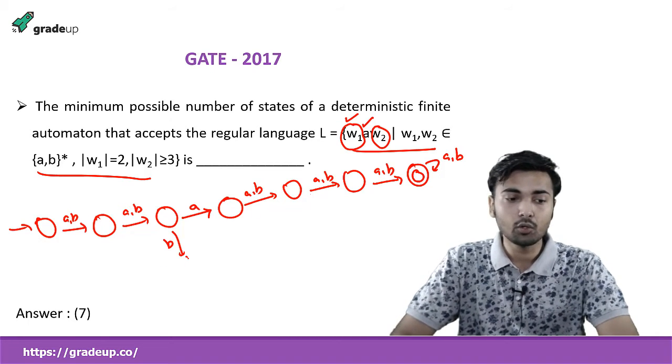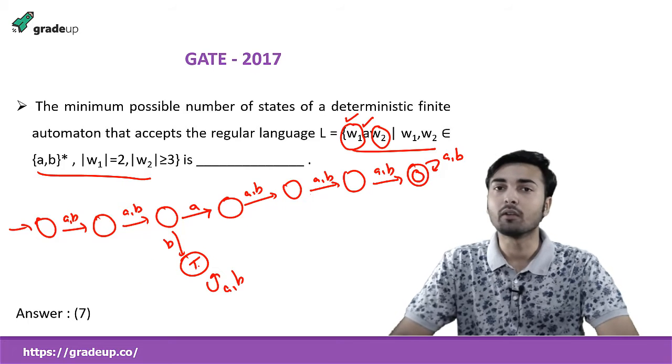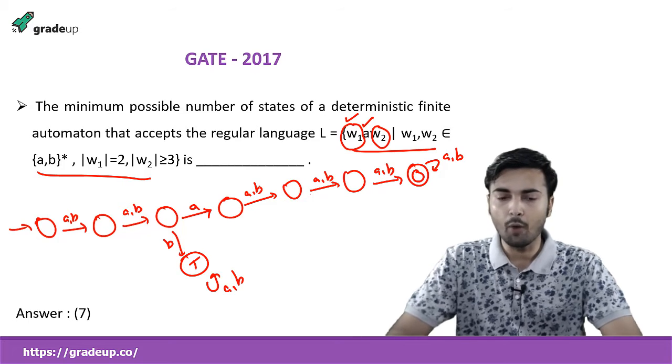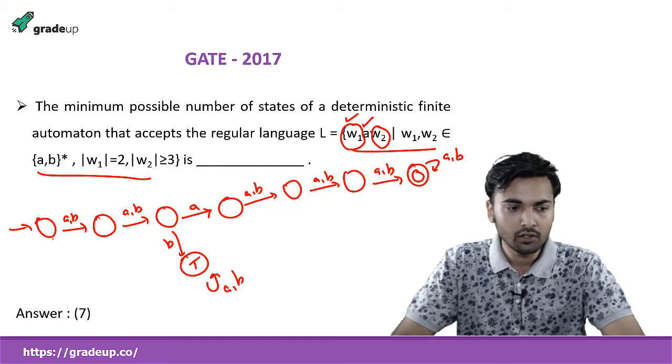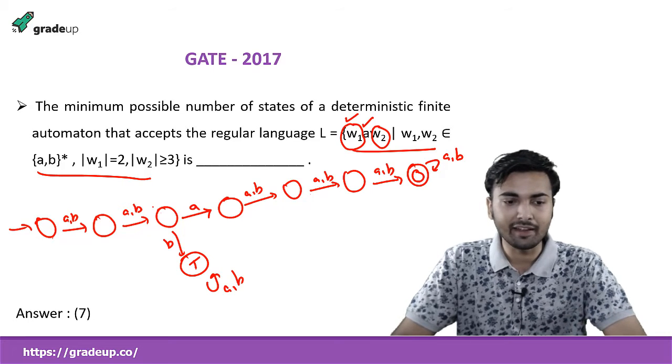If a B comes, you have to go to the trap state. I think all the transitions are over. Okay, so now count how many number of states there are. How many? See, 1, 2, 3, 4, 5, 6, 7 and 8. Got it? The number of states is 8.